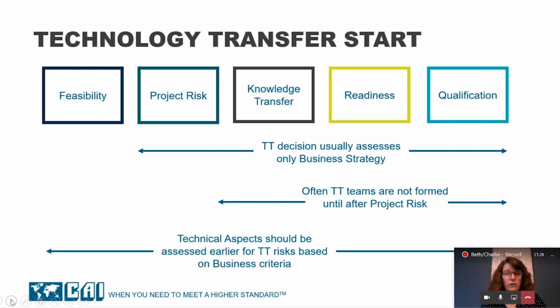But at that point, the business strategy is already set. Oftentimes, I see that technology transfer teams are not formed until even after the project risk phase. They're saying, okay, we've assessed the risk and we agree we're going to move forward. So now let's just do the knowledge transfer. The problem with that is that you need to look at these technical aspects and assess them a little earlier, all the way back into feasibility, just to determine if there's going to be something that's going to impact the business goals for that technology transfer.